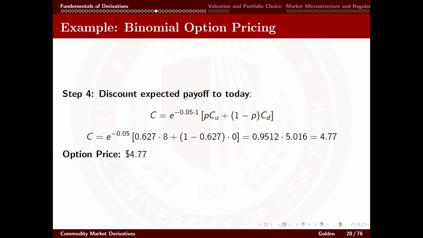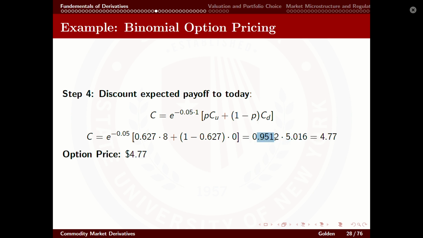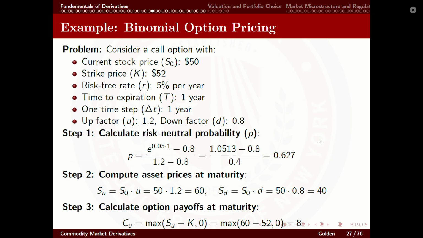And so then you discount the expected payoff to today using this formula we talked about earlier. You have the risk-neutral probability of it going up. You have the risk-neutral probability of it going down. You have the value if it goes down, which in this case is 0, because the call option is worthless if the value of the asset is below the strike price. And then this term goes away. You're multiplying this by this, and that by that, and solving for this, and you get 4.77, which is the price of the option.